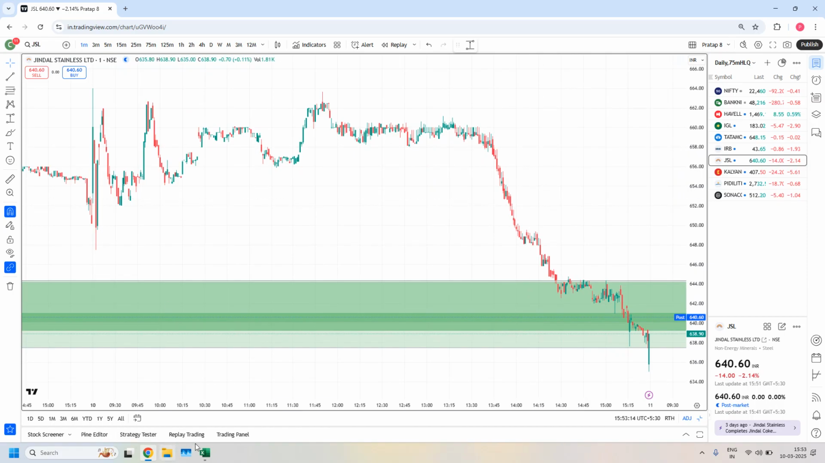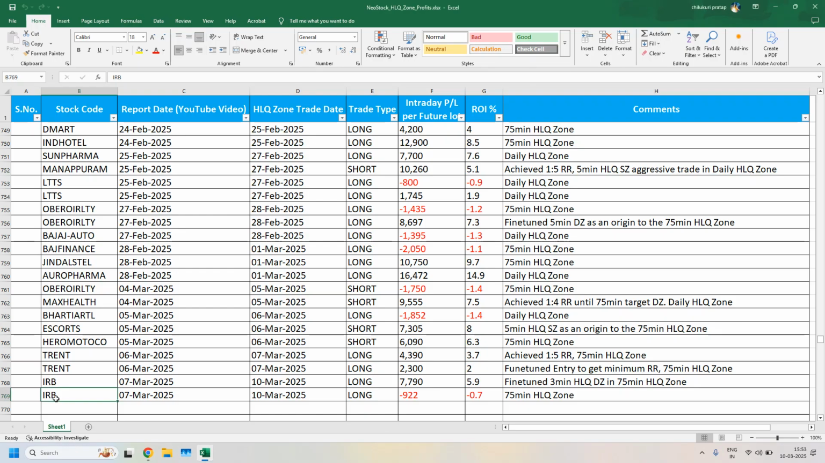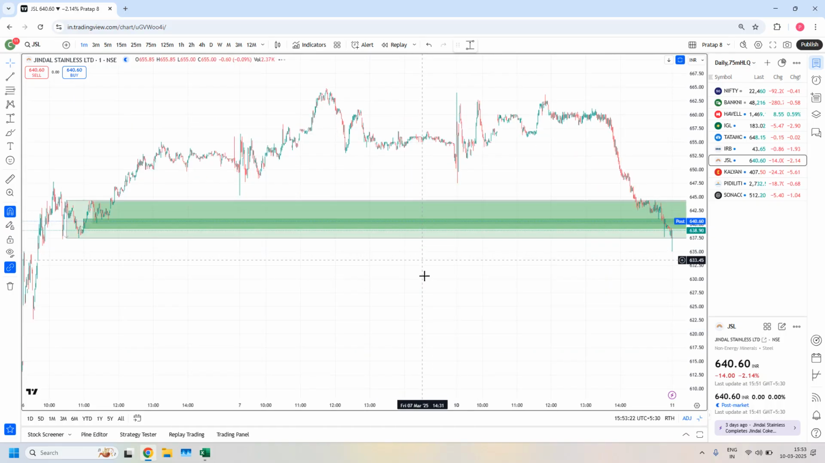Okay, today we got 2 trades from IRB. One is a successful and another one is a failed. The remaining trades we did not get till the last half an hour. So this is about our HLQ zone analysis.